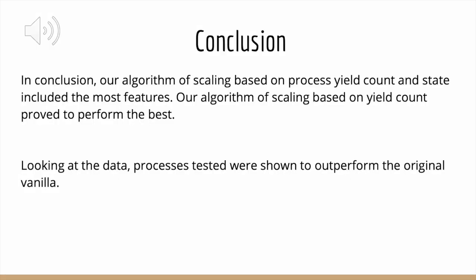So, in conclusion, our algorithm of scaling based on process yield count and state did include the most features, and our algorithm of scaling based on yield count did prove to perform the best. Looking at the data, as mentioned previously, our tested schedulers were shown to outperform the original vanilla scheduler. The brown boxes in the bar charts in the previous data slide were the original vanilla scheduler runs, with the other colors being our algorithms that we implemented.